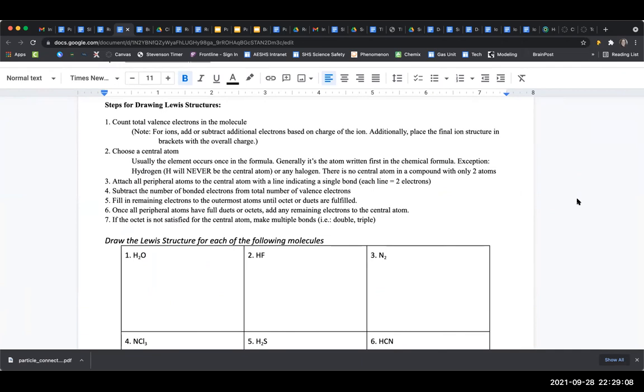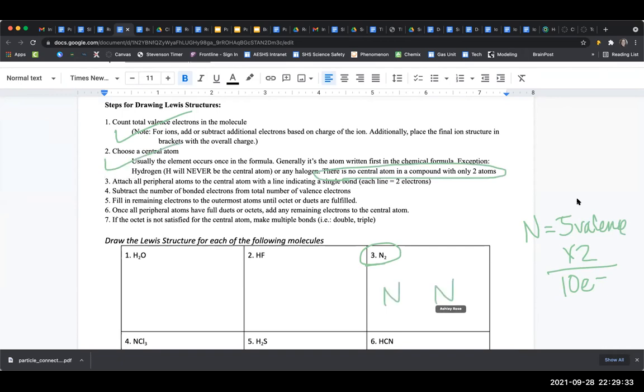Okay, so for N2, it says count the total number of valence electrons first. So there are 2 nitrogens. Each nitrogen has 5 valence electrons. So times 2 is a total of 10 electrons. So that's my total valence. Then it says choose a central atom. Notice there's no central atom if there's only 2. So I just have N and N.